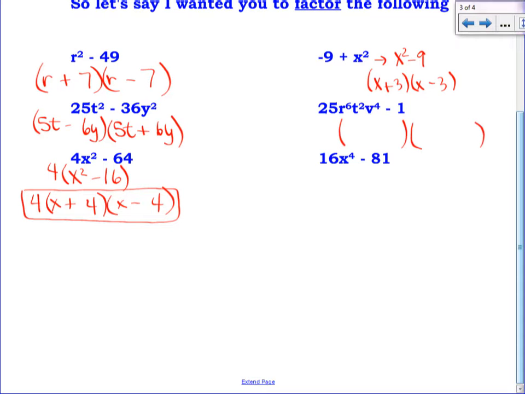What would the square root of this term be right here? 5 r cubed t b squared. So we'll copy that again. And then what's the square root of 1? 1. 1's plus, 1's minus. Okay, can't take anything out of these two terms. What's our answer going to be?